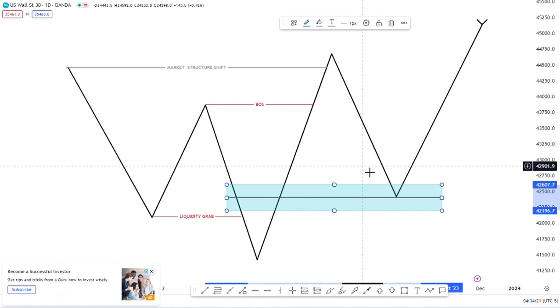Okay, now let's go into the unicorn model and see how we trade it.